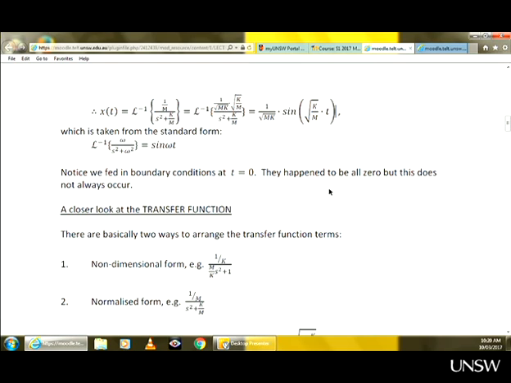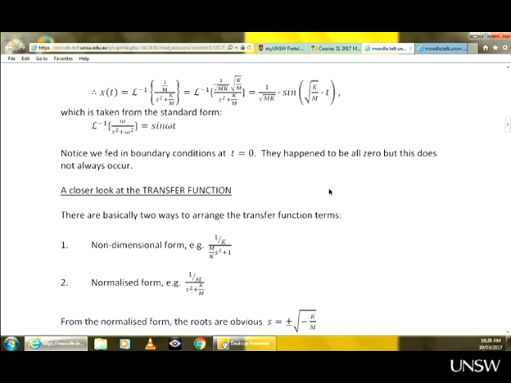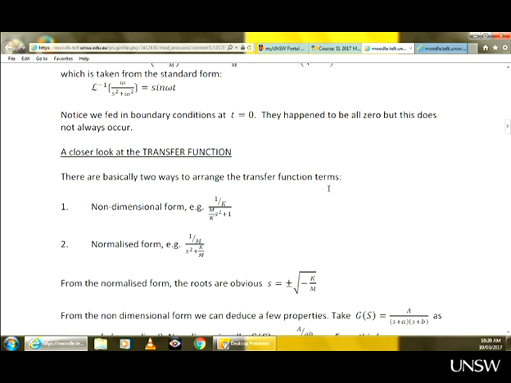Let's leave this output here and get back to the transfer function. Transfer function can have two standard forms and a million non-standard forms. The first standard form is when the last coefficient in the denominator, the coefficient with s to the power of 0, equals 1. We call this form non-dimensional form.